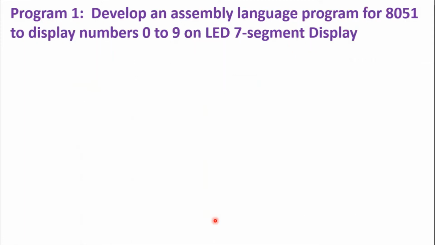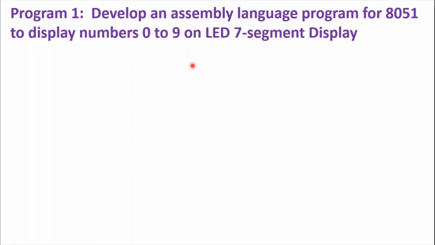Now let us develop a program for 8051 microcontroller to display numbers 0 to 9 on LED 7 segment display. Now what is expected here? That 0 should get displayed on LED 7 segment display. After certain amount of delay, 1 should get displayed. After some delay, 2 should get displayed. And this whole process should go on till the last digit 9 gets displayed.